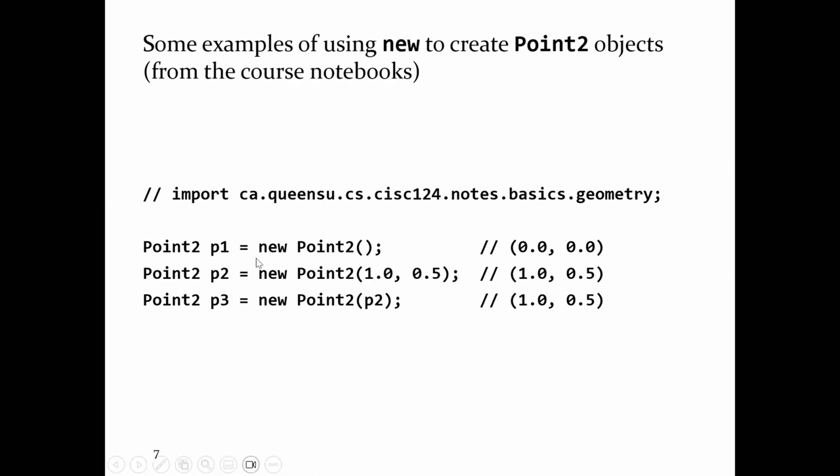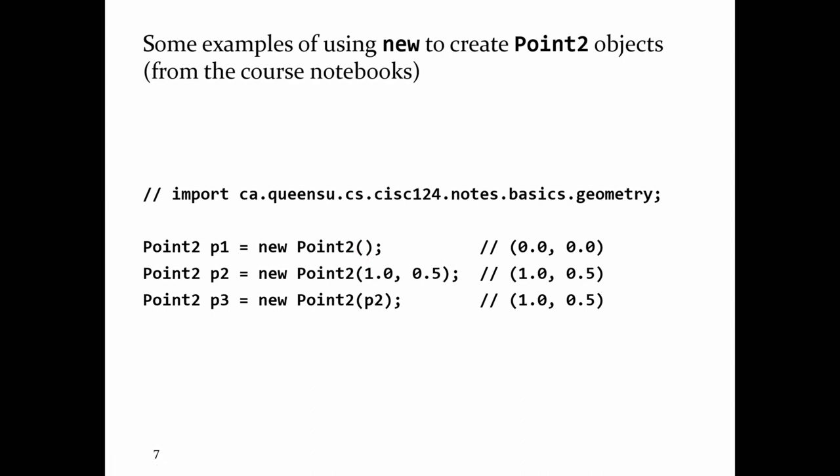So here's an example of using new three different ways. Well, sorry, new is used the same way, but it calls a different constructor each time. If I want to make three different point objects, so I want to make a point object p1, I make a Point2 variable. To make the point object, I write new, and then I call a constructor. The constructor always has the same name as the type on the left-hand side, at least for now. So if I want to make a new Point2 object, then the name of the constructor is the same as the class. Point2 is the class, so Point2 is the name of the constructor.